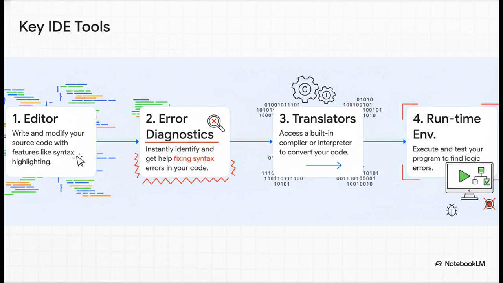Number 3, you have your built-in translators. The IDE has a compiler or an interpreter right there, ready to go with just a single click of a button. And finally, number 4 is the runtime environment. This is like a safe sandbox where you can actually run your program, see what it does, and hunt down those really tricky logical mistakes.